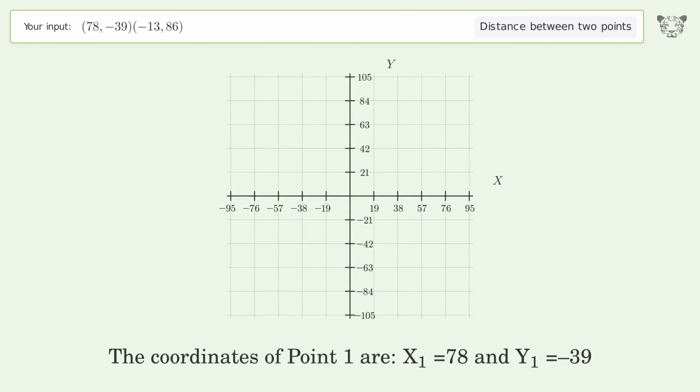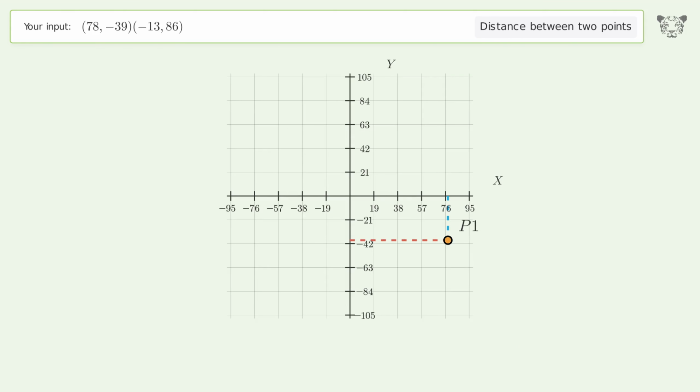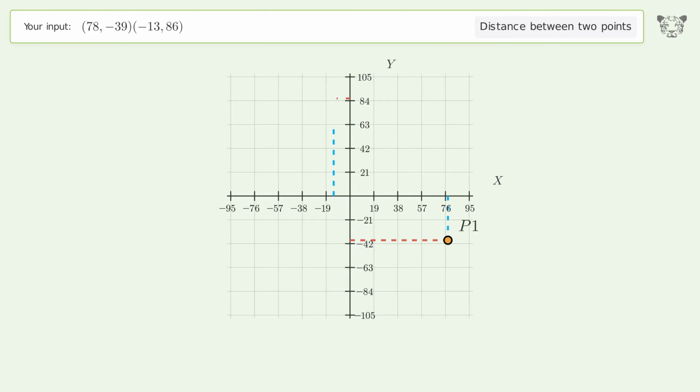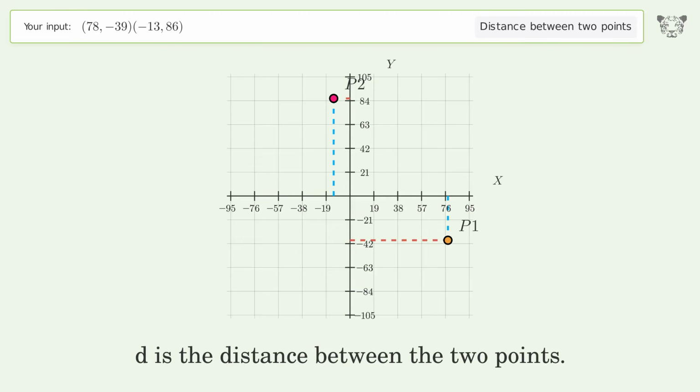The coordinates of point 1 are x1 equals 78 and y1 equals negative 39. The coordinates of point 2 are x2 equals negative 13 and y2 equals 86. D is the distance between the 2 points.